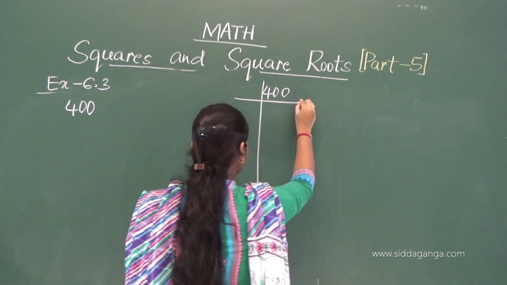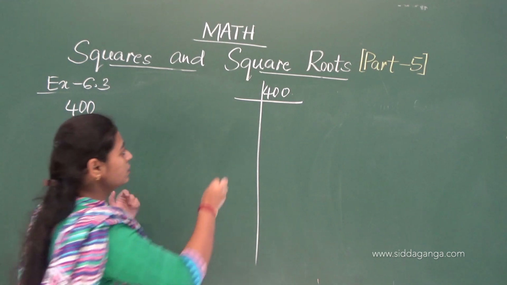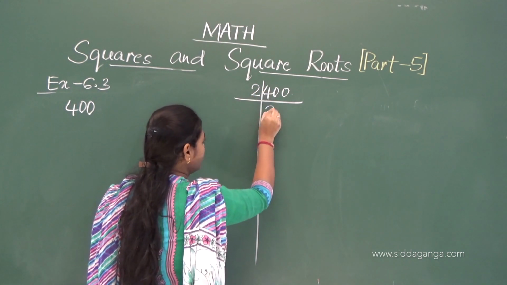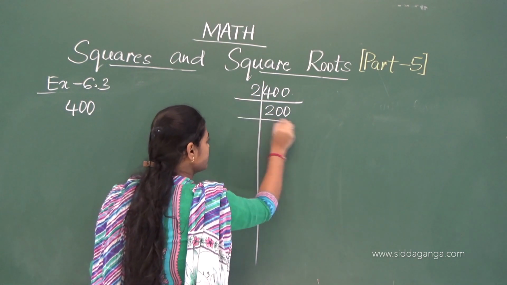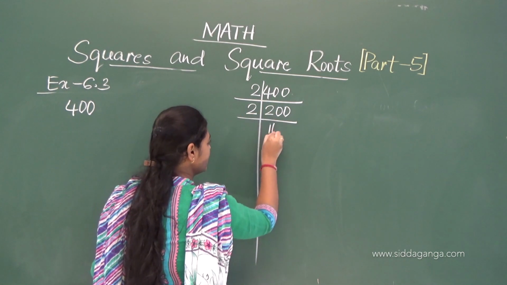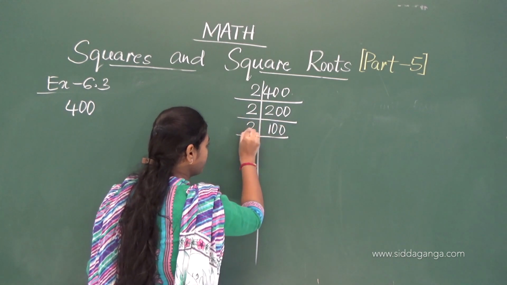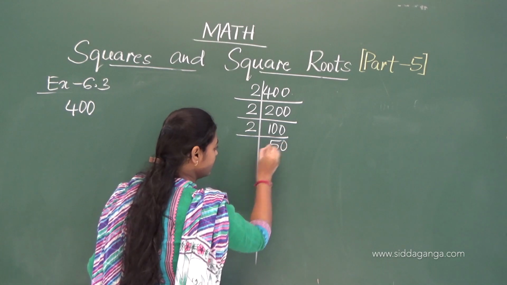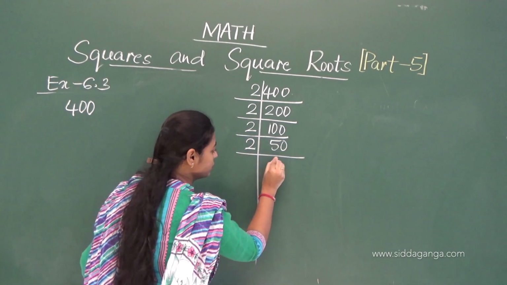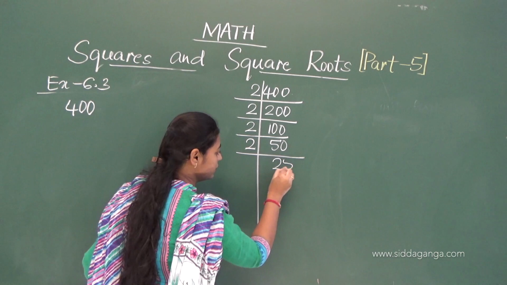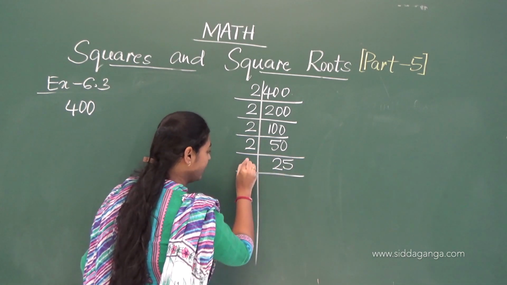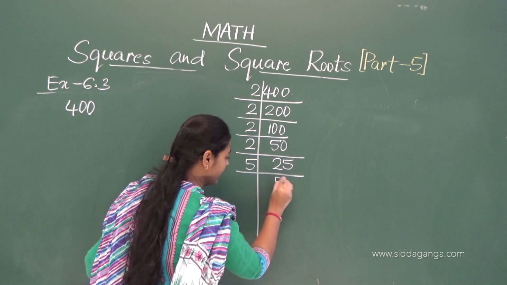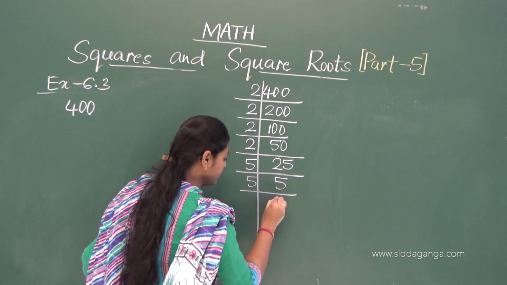You can check this by 5 or even 2. 2 twos are 4, 0 0. Again 2, 2 ones are 0 0. 2 fives are 10, 0. 2 twos are 4, 1. 2 fives are 10. So 25. 5 fives are 25. 5 ones are 5.